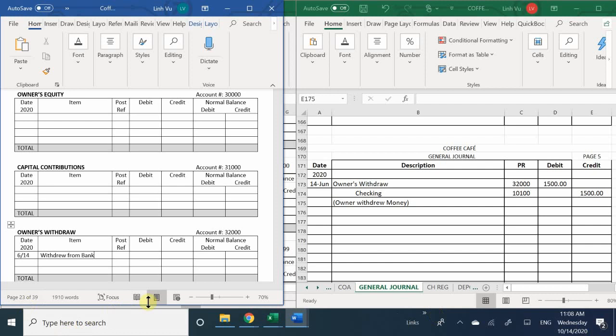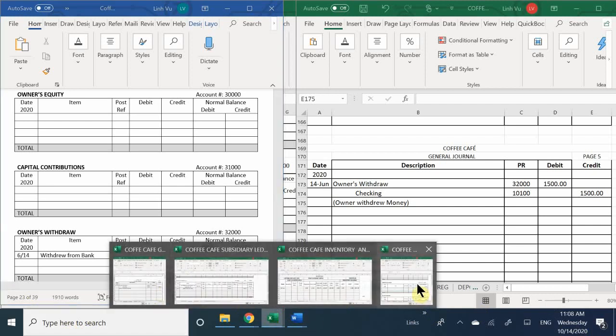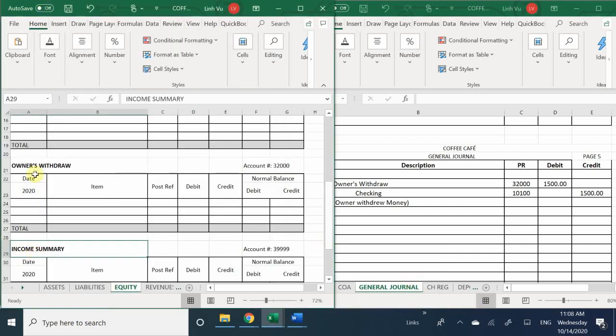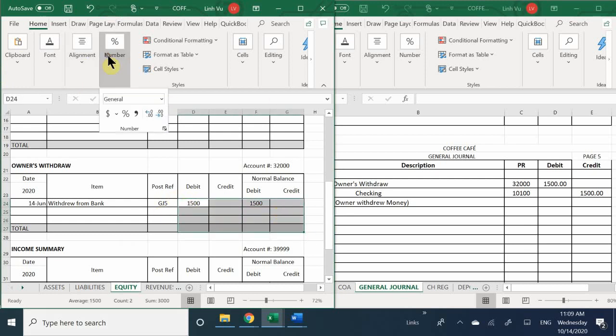Why am I still in my worksheet? I need to be in here. There you go. So owner's withdrawal, 614, withdrew from bank. Post reference is general journal number 5, since we entered into a brand new page. And because it's a debit amount, we're going to debit it for the 1500, which means I'm going to have a debit balance of 1500.